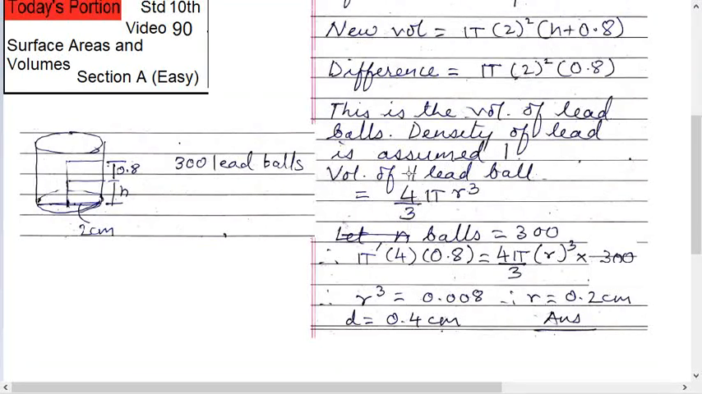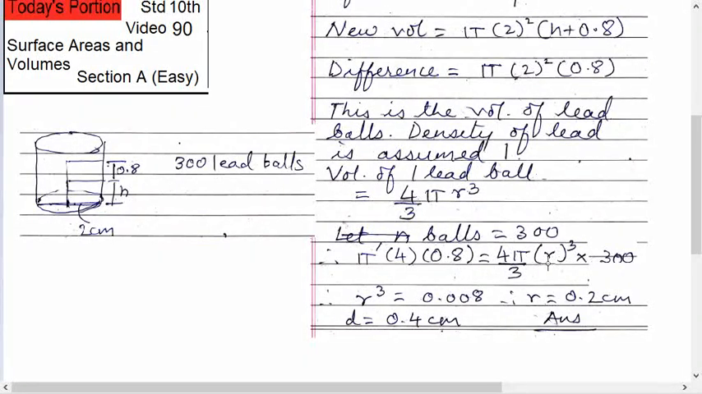So the volume of one lead ball equals 4 upon 3 into pi r cube, because it's a sphere. So 4 upon 3 into pi r cube. We have 300 balls. So 4 upon 3 into pi r cube into 300 equals this volume, right? Pi into 4 into 0.8. See this is brought to the left hand side and this is brought to the right hand side, and 300 over here. Okay. So go on solving.